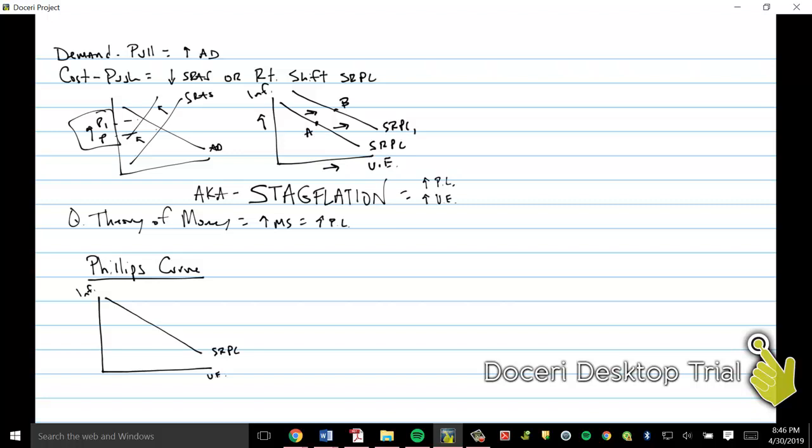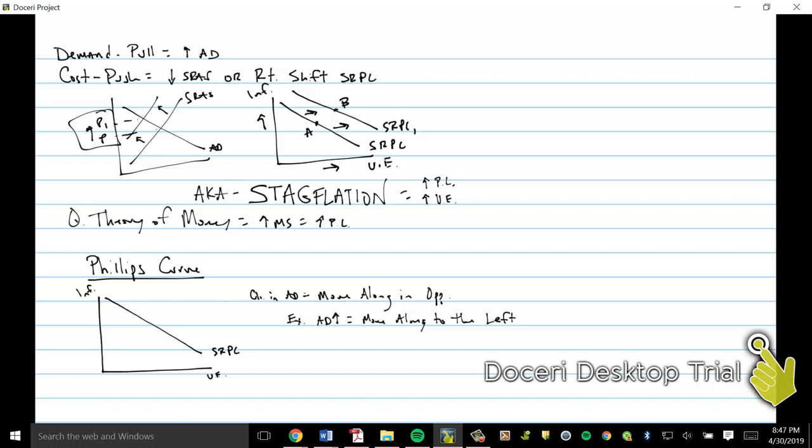And that's how we remember our determinants. Anytime there's a change in AD, we move along the SRPC in the opposite direction. So if AD increases, that means we're shifting AD to the right. So then we would move along to the left. To the left, to the left. We'd move along to the left. There was a song about that, I think. About the Phillips curve. You just didn't know it.